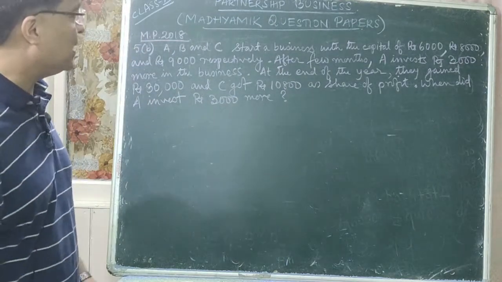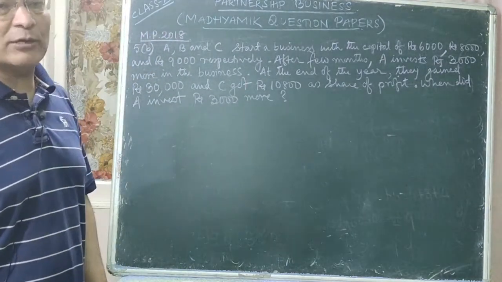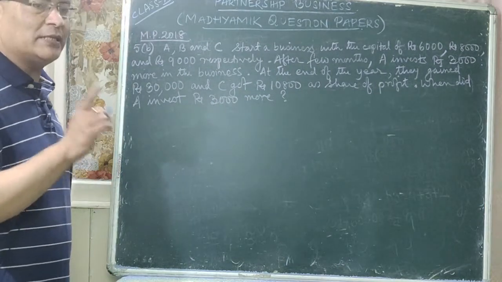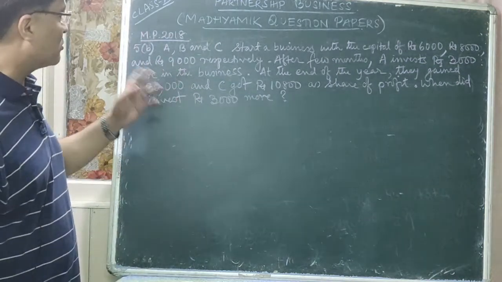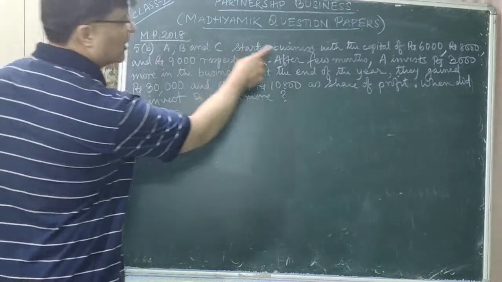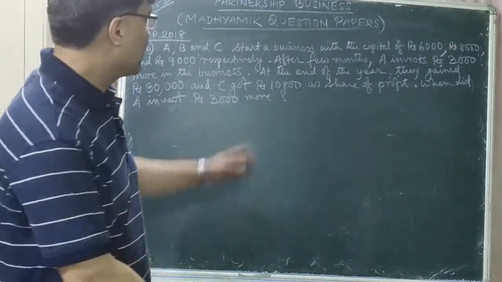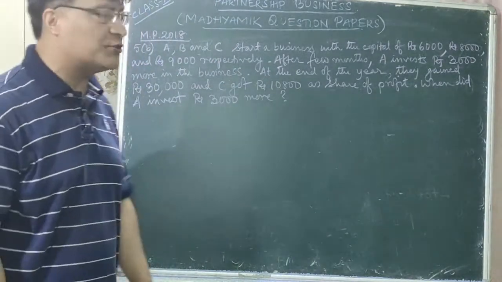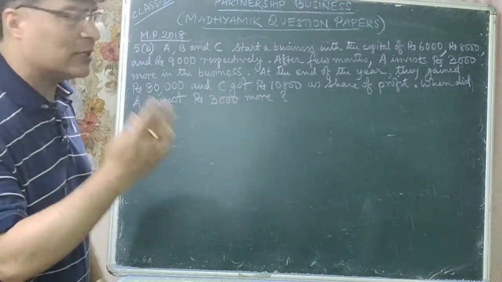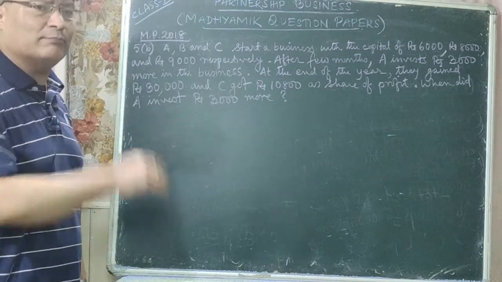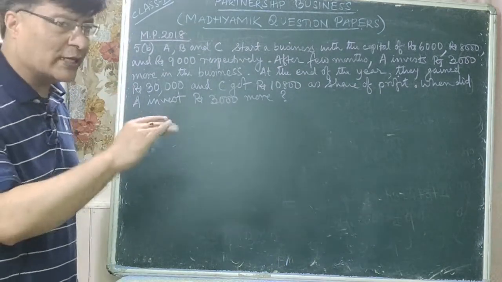5 number b: A, B and C start a business with the capital of rupees 6000, rupees 8000 and rupees 9000 respectively. A, B, C started a business by investing rupees 6000, 8000 and then 9000 respectively. So A invested rupees 6000, B invested rupees 8000 and C invested rupees 9000. Okay, now after a few months A invests rupees 3000 more in that business.